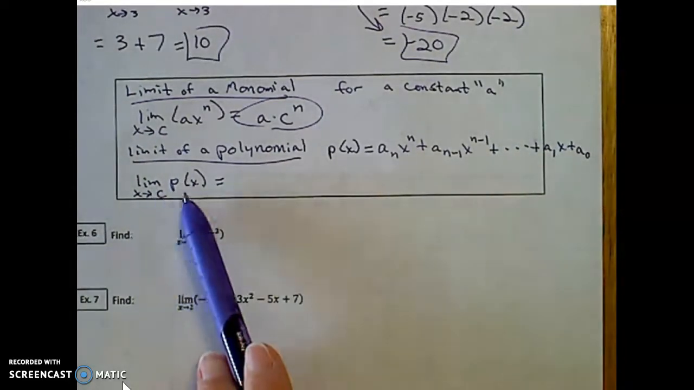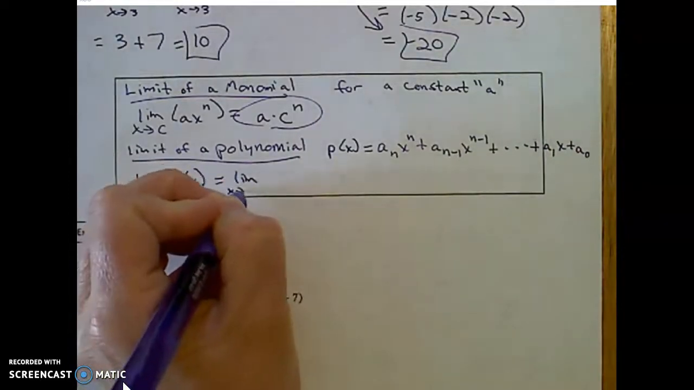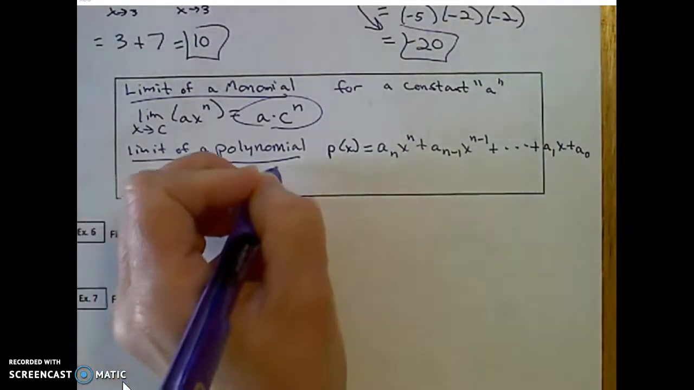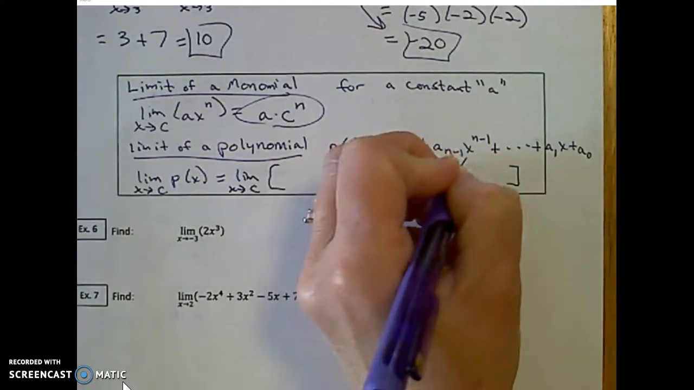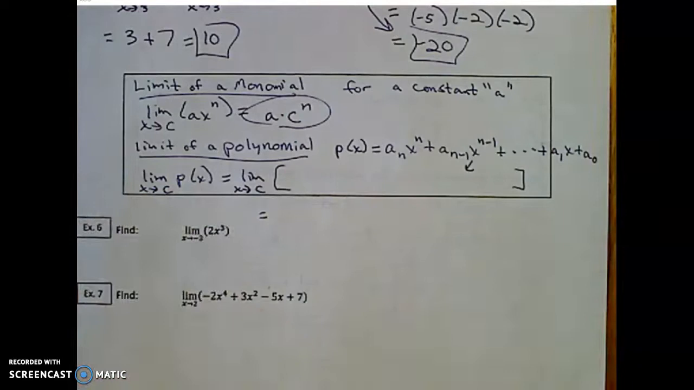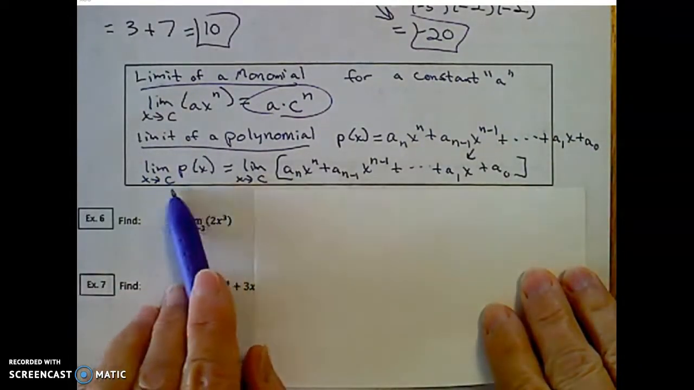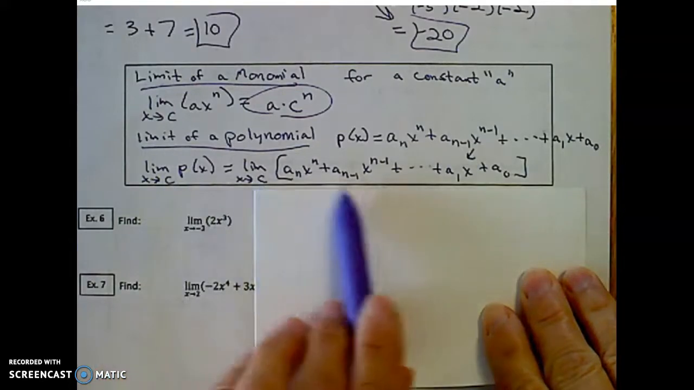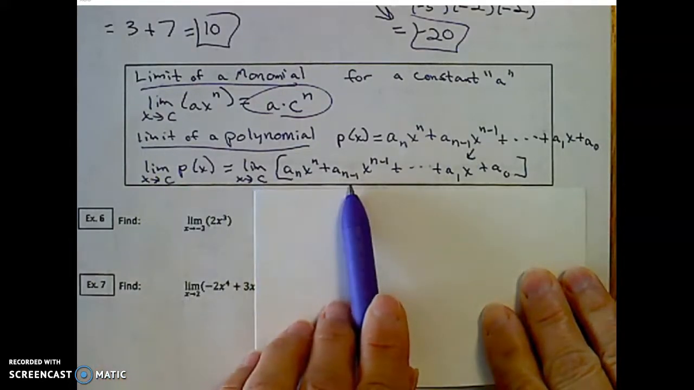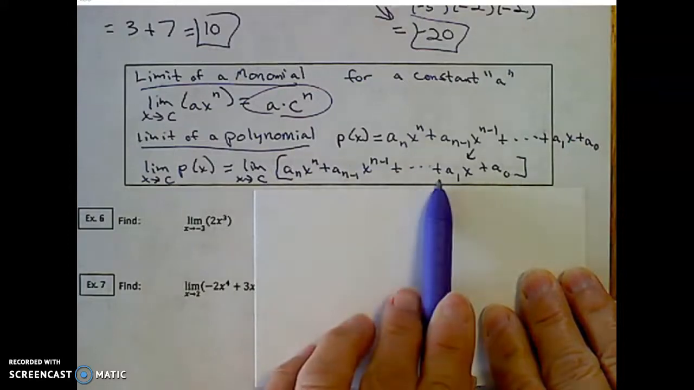What is the limit of a polynomial? That's the same as the limit as x approaches c of that entire polynomial. Let me jot that down again. Okay, so if I find the limit of a polynomial as x approaches c, that's the same as the limit of that polynomial. But then if you start to notice, you could separate all of your limits across addition.